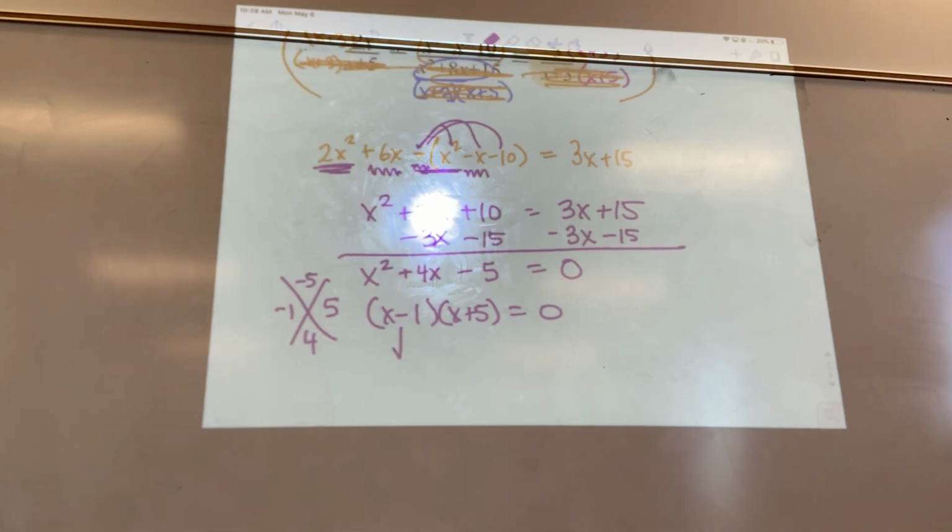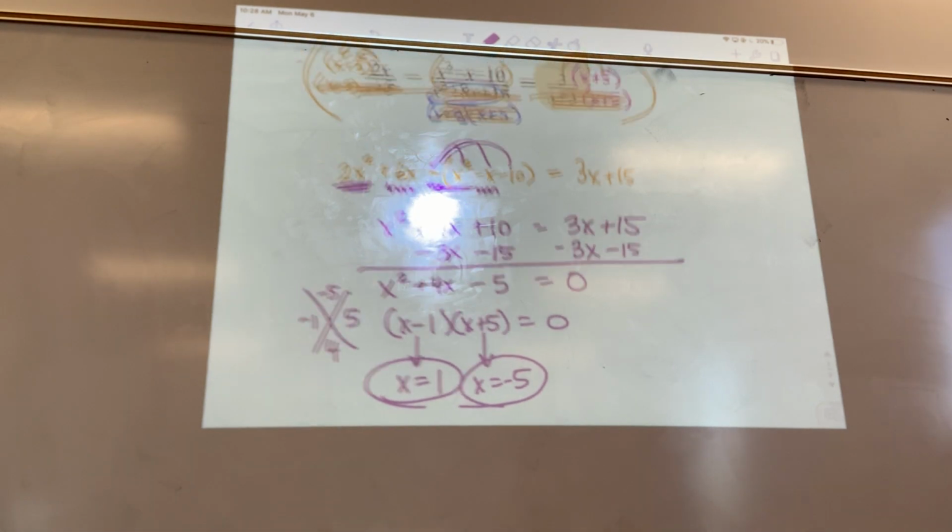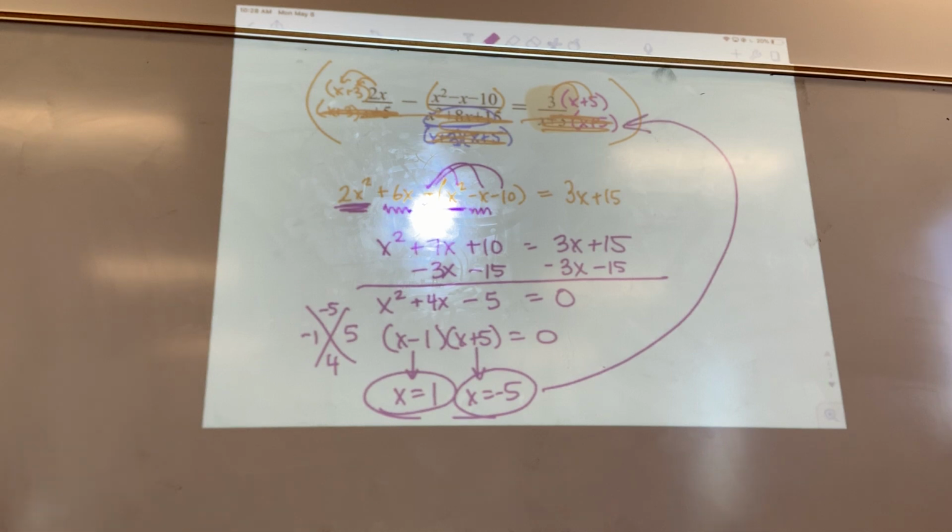So what would x be equal to here? 1. And what would it be equal? And negative 5. So these are my two answers. Those are my two answers. The one thing I do need to double check, I'm gonna go back to my original problem, which I really scribbled out. So I'm gonna unscribble this real fast.